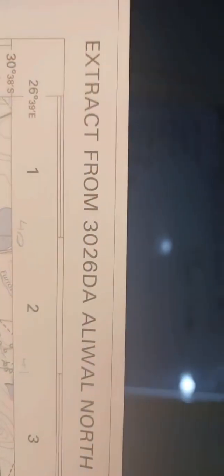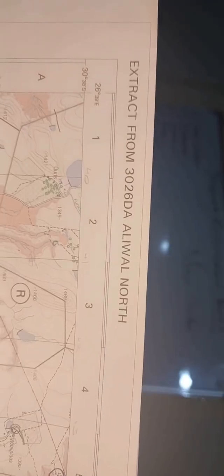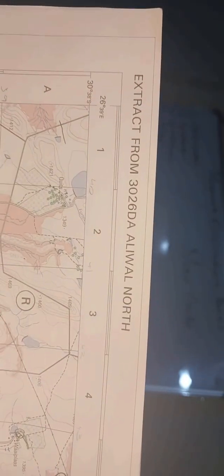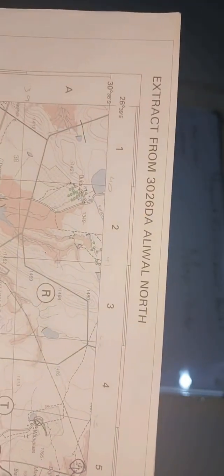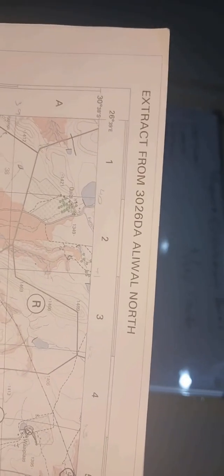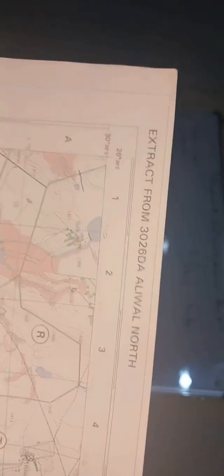So this is what we have. Can you look at what we have here? I want you to look at where it's written: Extract from 3026 DA Alwal North. I'm going to write it on the board, and I'm going to explain what it means.